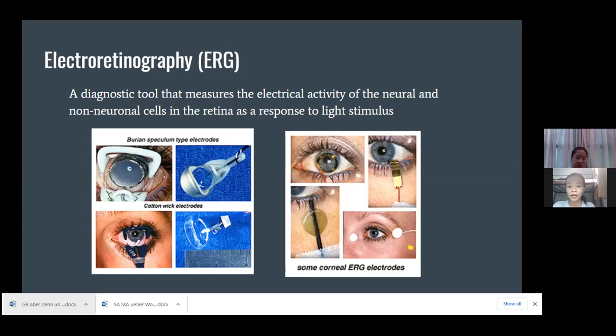The tools for ERG are the electrodes as the sensor. The electrodes can either be the speculum shape, the cottonwood shape, or there are also corneal electrodes, which are inserted between the lower lid and the cornea, like in the picture. Next.